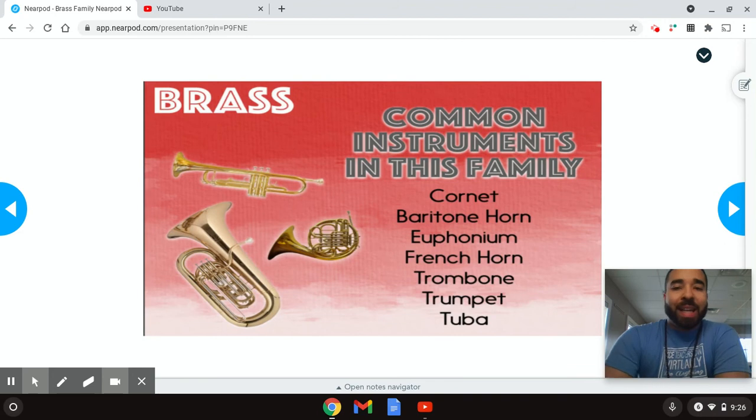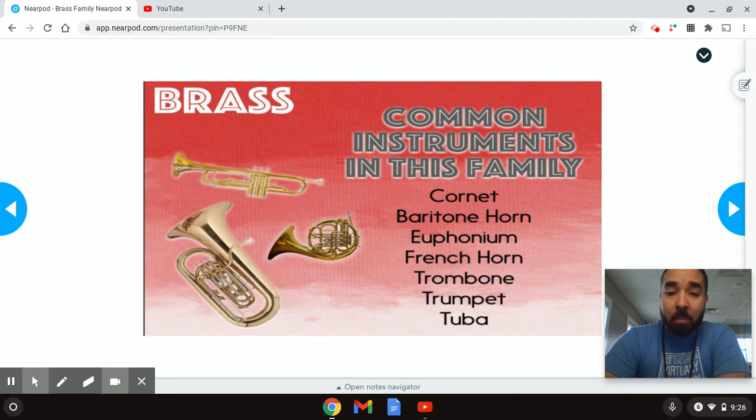On this slide, we have a few common instruments from the brass family. So I'm going to read it from top to bottom as you guys follow along. Our first one we have is the cornet. Okay, and the cornet is very tricky because it looks a lot like a trumpet, but it's a much smaller instrument. And we'll talk about those differences here as we move on.